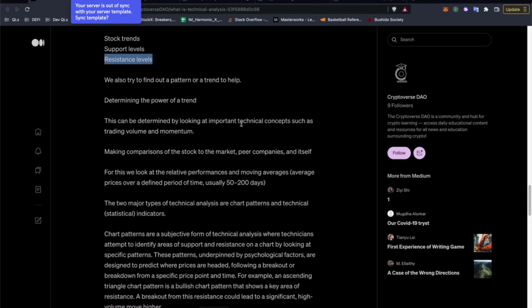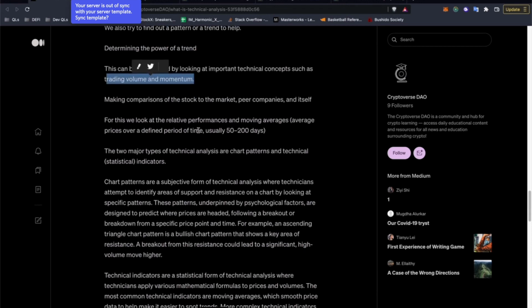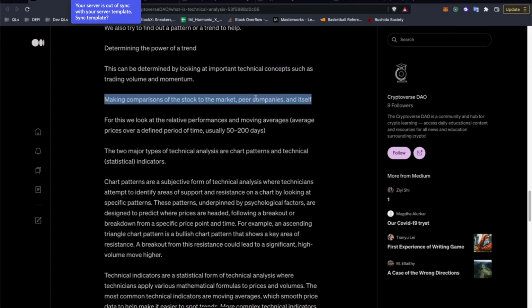Determining the power of a trend. This can be determined by looking at important technical concepts such as trading volume. Yep, we've covered that. Momentum, we've covered that. Making comparisons of the stock to the market, peer companies, and itself.